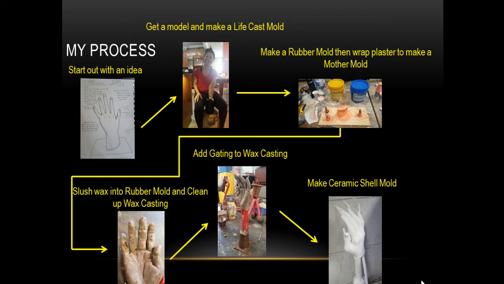I then poured wax into the mold so that I can get it to be hollow, and then I cleaned it up. Whatever is in wax is what is going to come out in metal, so I made sure to clean it up very, very well before I added my gating onto there. After I added gating, I then proceeded to put the ceramic shell material on top of my wax pattern.